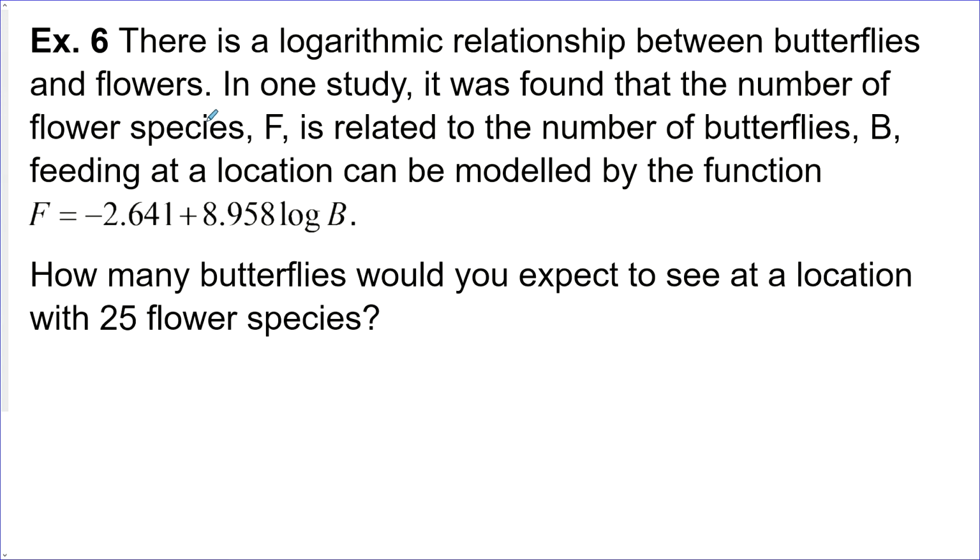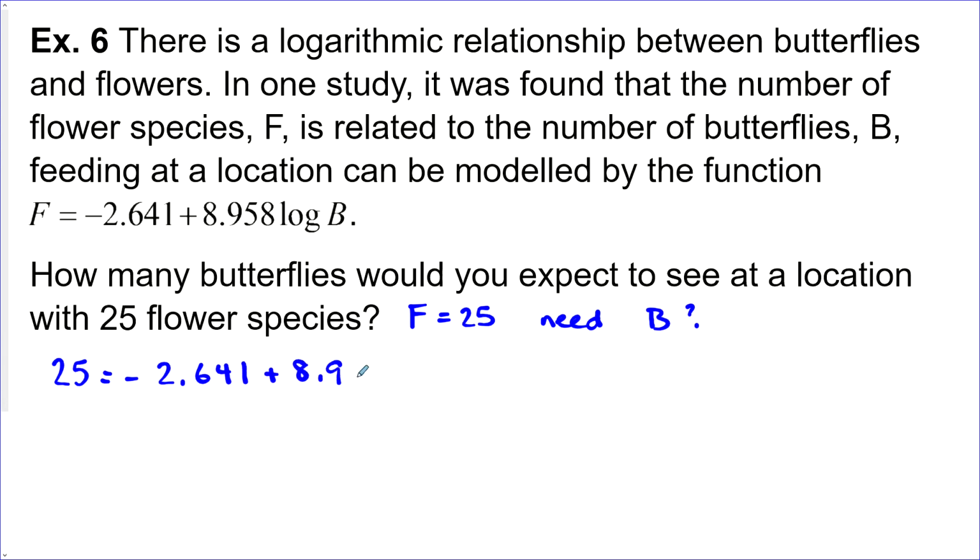There's a logarithmic relationship between butterflies and flowers. In one study, it was found that the number of flower species F is related to the number of butterflies B using this equation. How many butterflies would you expect to see at a location with 25 flower species? Well, they're giving us our F. So F is equal to 25, and we need to find B, the number of butterflies. So all we have to do is put this into our equation. It's given to us, so there's not much work for this question.